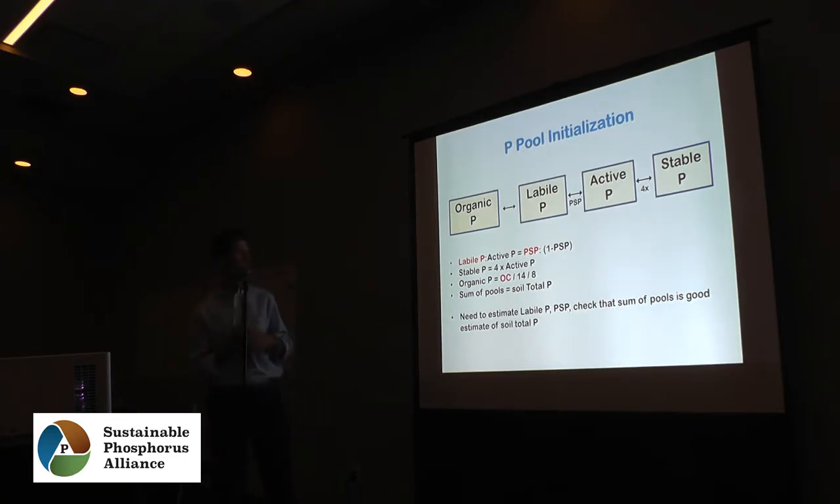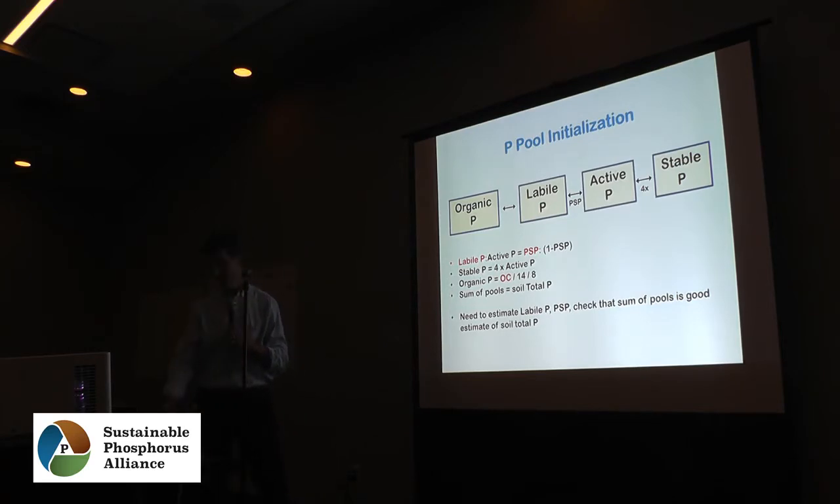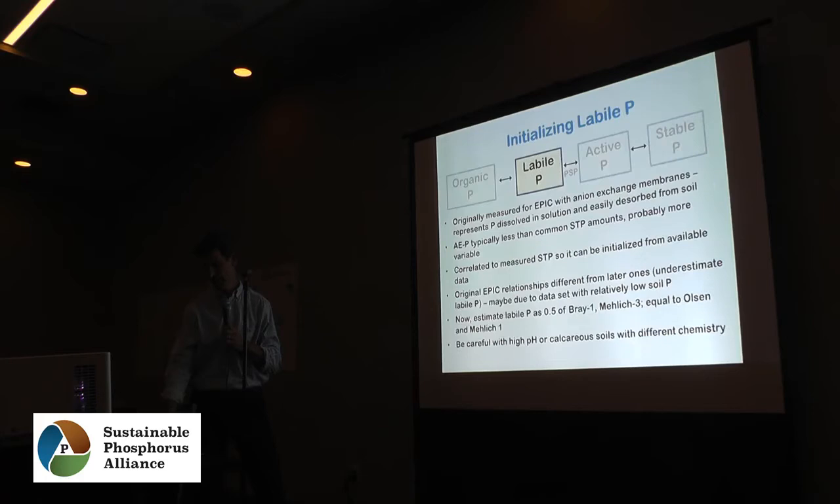We're estimating these, and we can check to see what the model does. It's going to initialize how big the active P is based on our PSP, and then the stable P is 4 times that size. If we add all those up, does that equal what we're measuring as total P? I'm going to get into the details of some of these things.